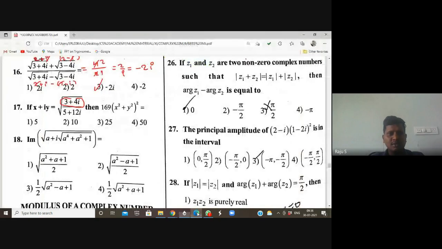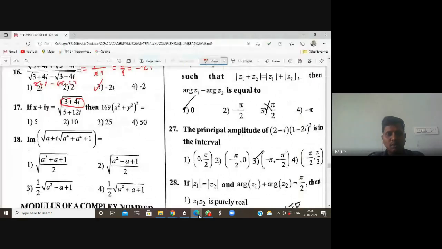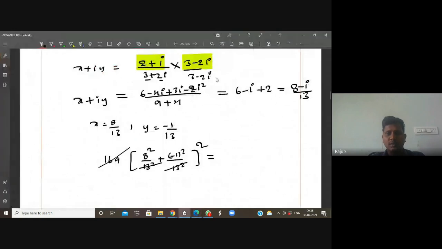Question, what are they asking here? 169 into x square plus y square, whole square. 8 square by 13 square plus 1 by 13 whole square, whole square again. Again whole square means we should not cancel directly.